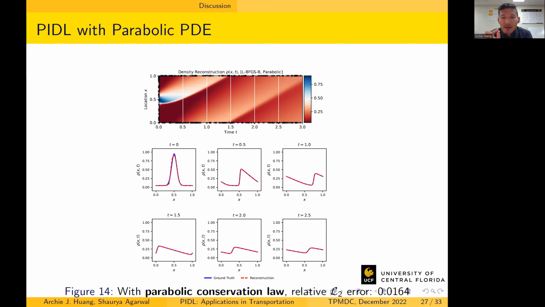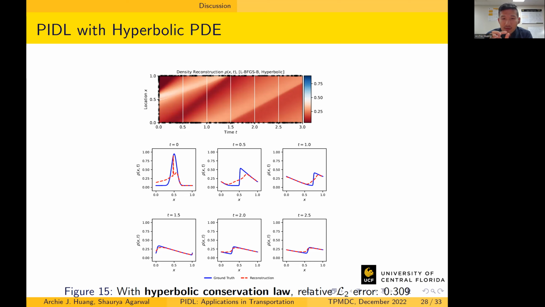But when we slightly change this data and use a hyperbolic conservation law to generate this ring road data, and also train a PIDL neural network with the corresponding conservation law or physics, we see a lot of inaccuracy in the snapshots presented in the format of SAP figures here. We also see a much higher L2 error in this case.